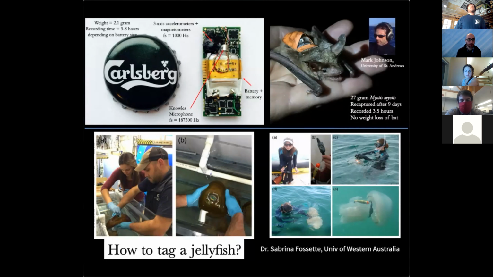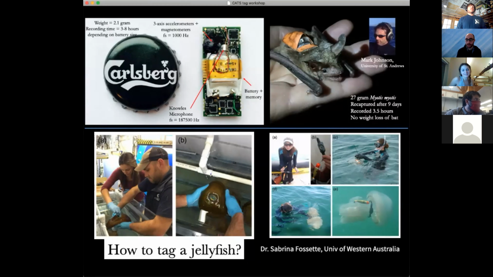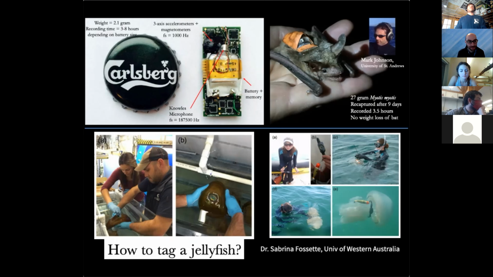I just wanted to show you some examples and applications beyond whales or even marine vertebrates. Mark Johnson is at it again, making basically a tiny D tag for bats. Just incredible. You can see the backpack tag here on this 27-gram bat, recaptured after 9 days, which recorded a lot of amazing acoustic data, echolocation data of bats, as well as movement. This is Dr. Sabrina Fawcett, a researcher here in Monterey who has moved to Australia.